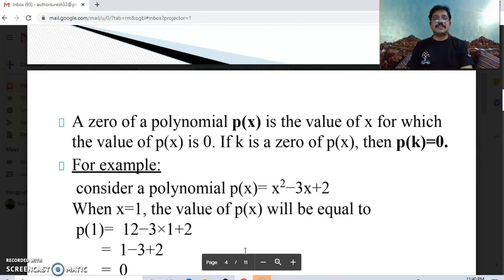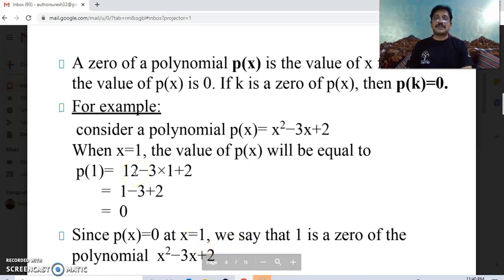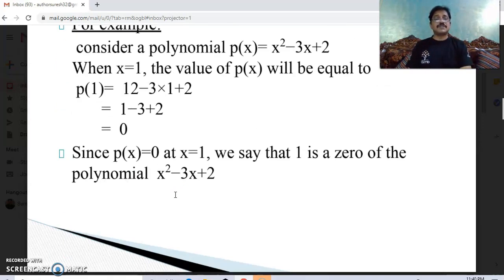Okay. Now we will use some examples. Consider the polynomial p of x equal to x square minus 3x plus 2. When x equal to 1, the value of p of x will be p of 1. I am substituting the value 1 in place of x: 1 square. It is 1 square, minus 3 of 1 plus 2, that is 1 minus 3 plus 2, which is 0. Since p of x equals 0 at x equal to 1, we say that 1 is a zero of the polynomial x square minus 3x plus 2.